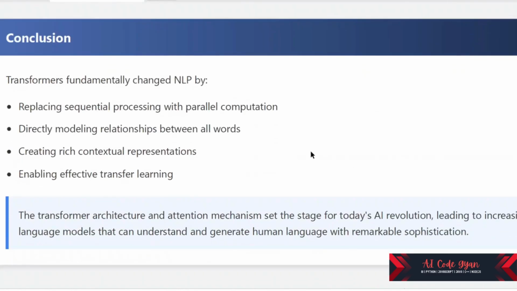Now these transformers fundamentally changed NLP by replacing sequential processing with parallel computation, directly modeling relationships between all words, creating rich context and representations, and enabling effective transfer learning. The transformer architecture and attention mechanisms set the stage for today's AI revolution, leading to increasingly powerful language models that can understand and generate human language with remarkable sophistication.